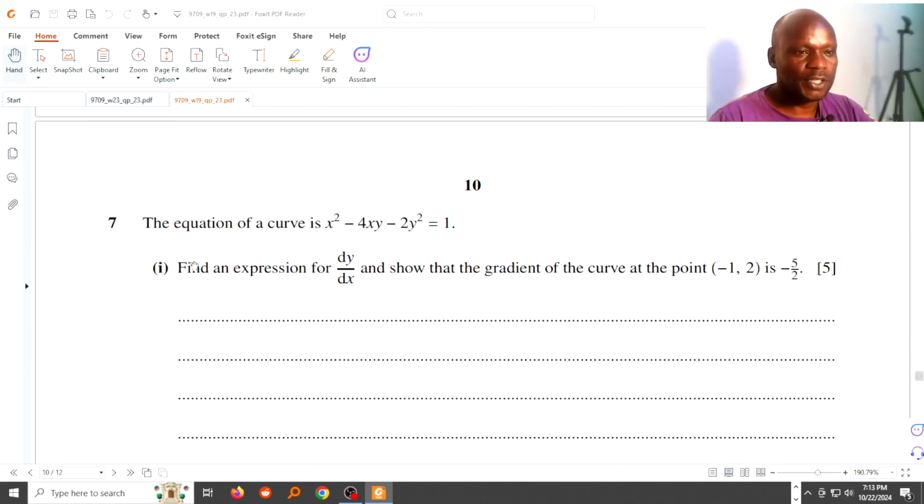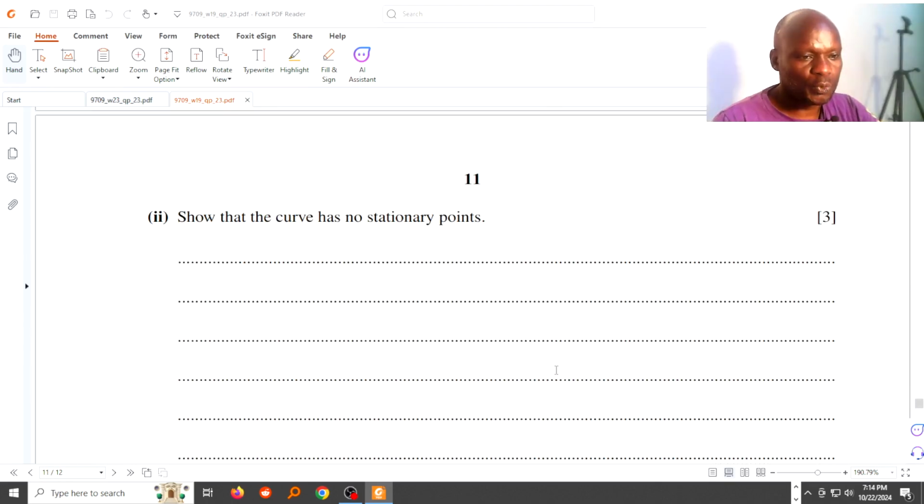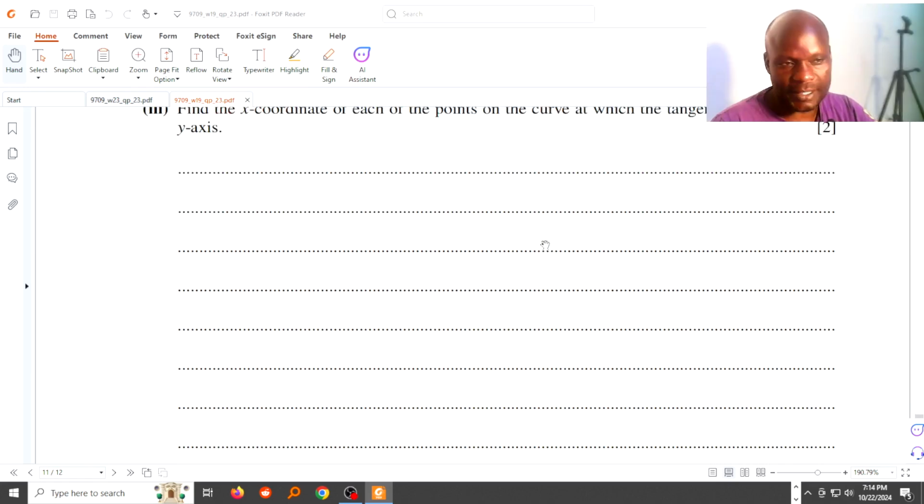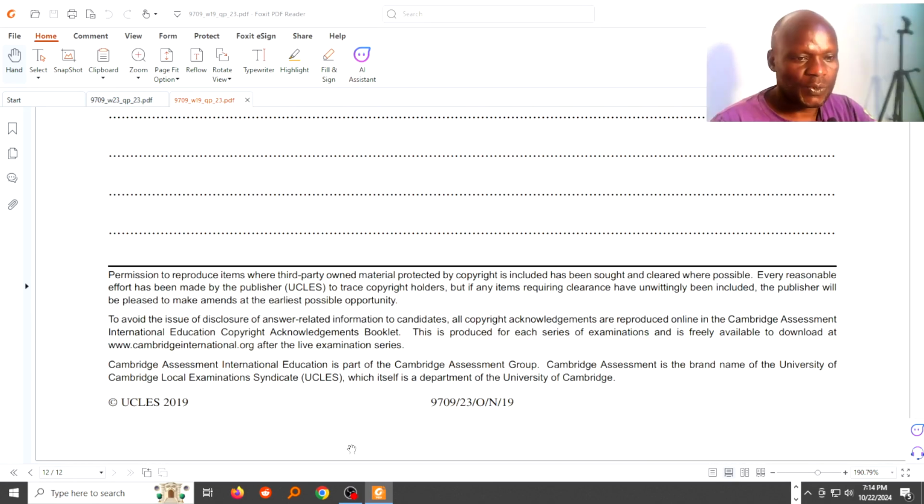The question is: the equation of a curve is x squared minus 4xy minus 2y squared equals 1. Find an expression for dy/dx, and show that the gradient of the curve at the point where x is -1 and y is 2 is -5/2. That's 5 marks. Part 2: show that the curve has no stationary points. That's 3 marks. Part 3: find the x coordinate of each of the points on the curve at which the tangent is parallel to the y-axis. That's 2 marks. So that's all.